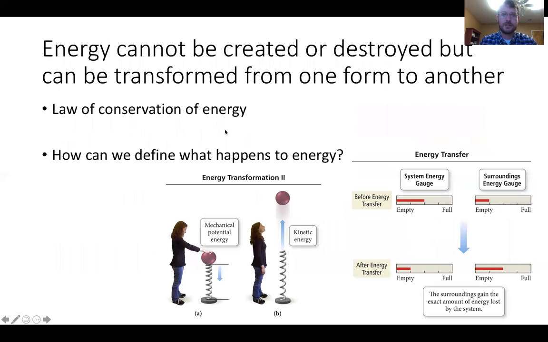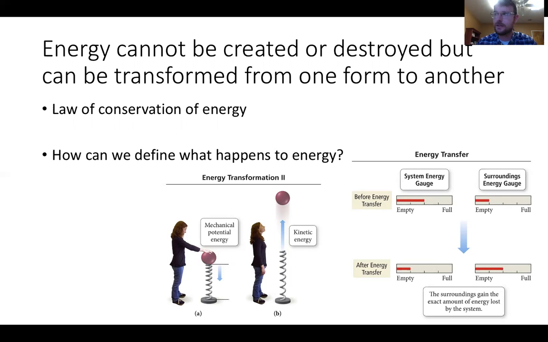Energy, just like we saw with mass, cannot be created or destroyed. This is known as the law of conservation of energy. We'll talk a little bit about the first law of thermodynamics in a minute. It has very similar implications. So how can we define what happens to energy? If energy can't be lost or destroyed but is being transformed, that's how we define it: we transfer energy from one system to another.